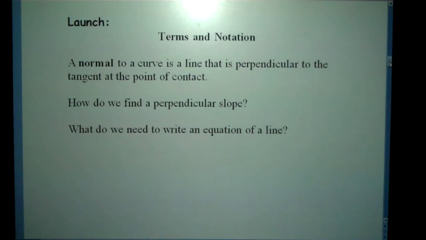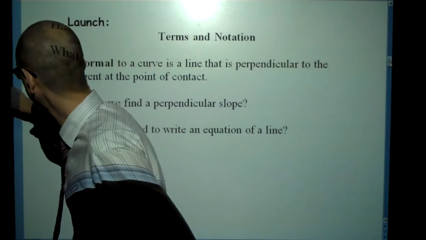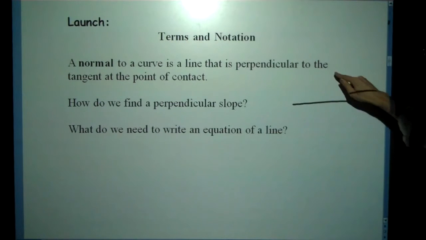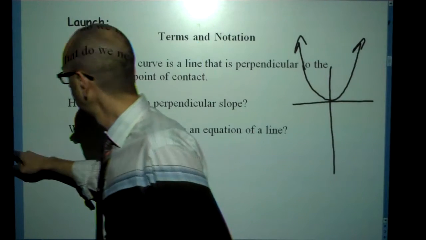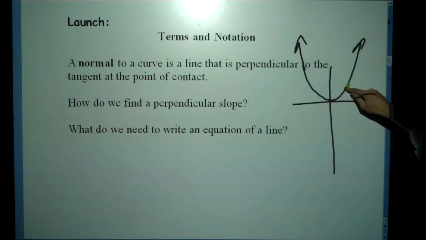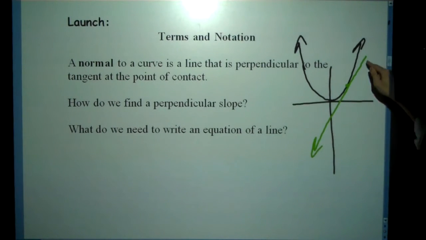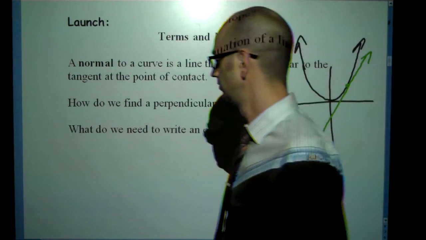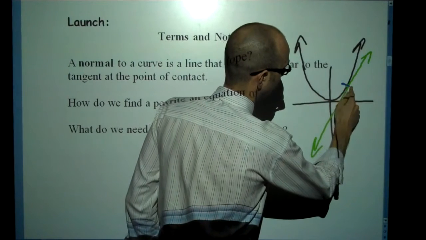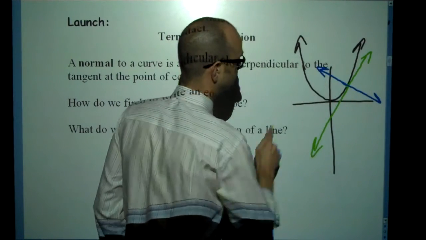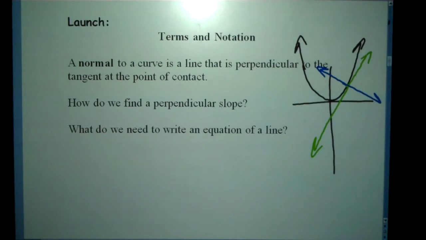A normal to a curve is a line that is perpendicular to the tangent at the point of contact. So what we mean by that is, if I've got a graph with a parabola, and then I've got a specific point, and I draw the tangent line to that point, shown there in the green. The normal also goes through that point, and it's just perpendicular to the tangent. So basically you have to know the tangent in order to get the normal.